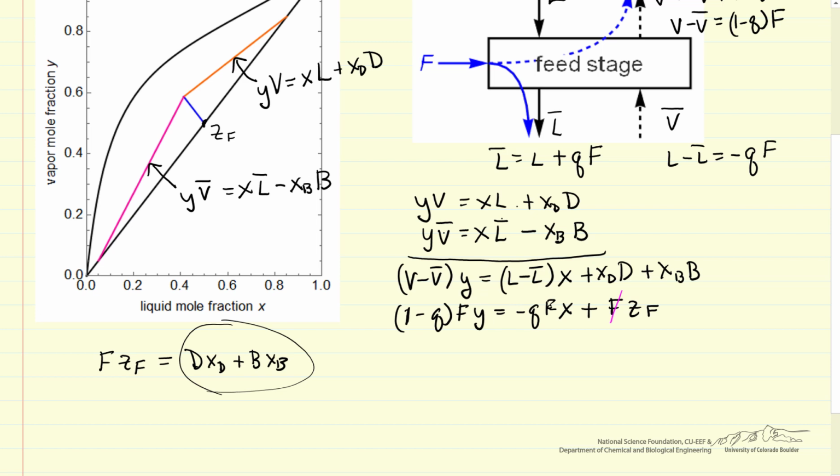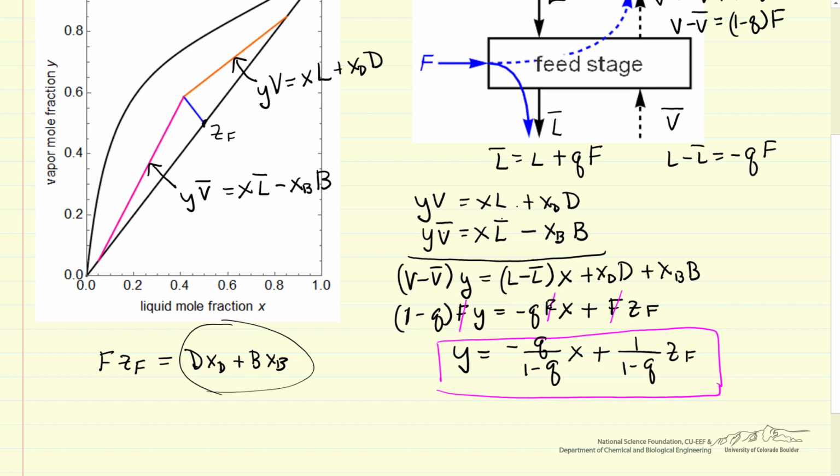And then, since F appears in all the terms, I can drop that out of the equation, and then I can rearrange it. So this is the equation that we originally wanted to derive for that line, the Q line. And this then is the slope of that line. If X is equal to ZF, if you look at this equation, it turns out Y is equal to ZF. That means this is, of course, a point on that Q line.